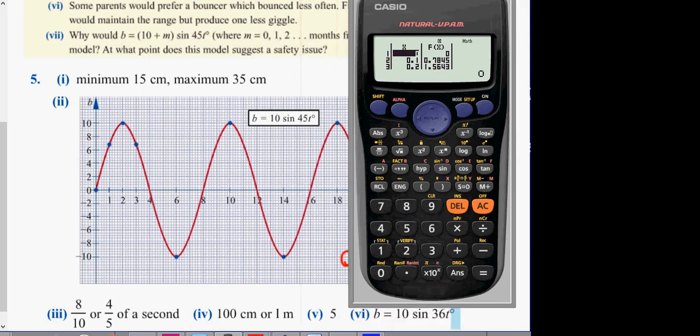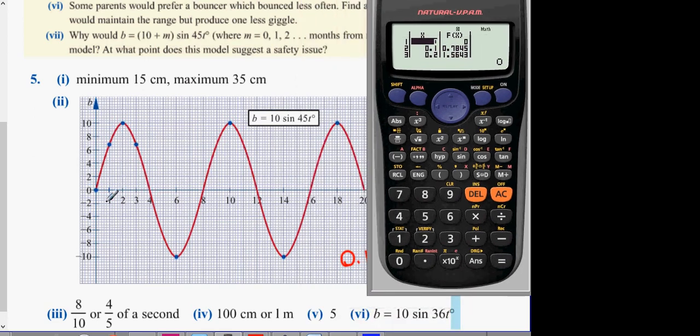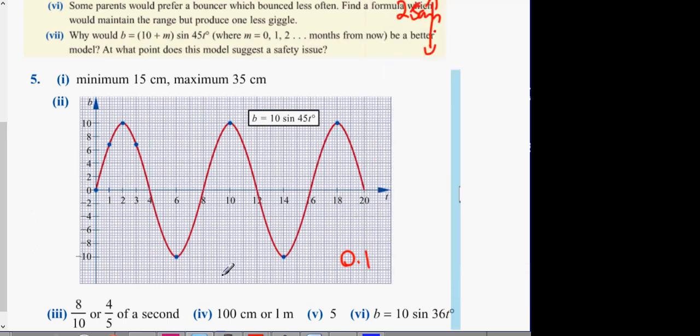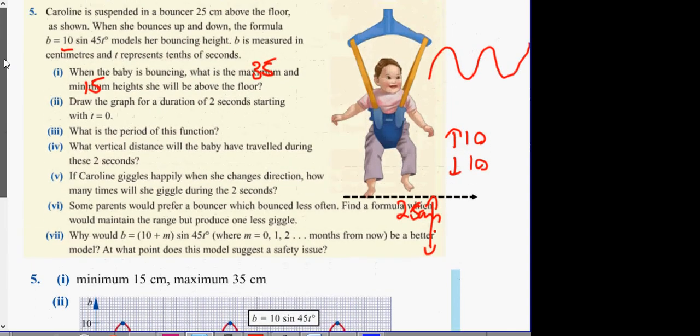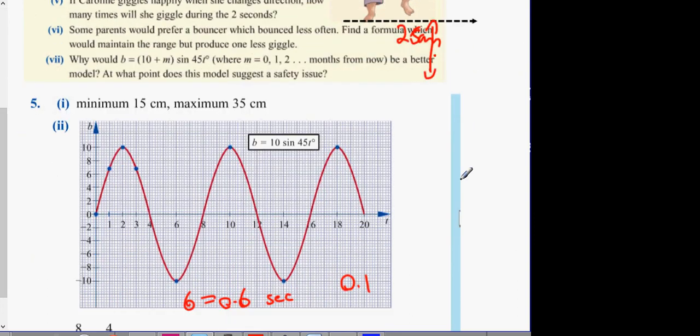Now, if you look at this, each one of these, 1, 2, 3, 4, 5, 6, they don't mean 6, they mean 0.6. So 6 equals 0.6 of a second. It says in the question, T represents tenths of seconds. So that means that 20 is correct. 20 multiplied by 0.1 is 2 seconds. So the number on the x-axis represents tenths of seconds.